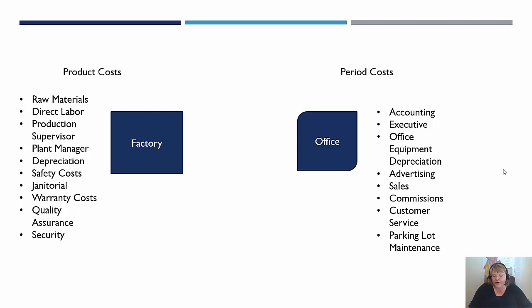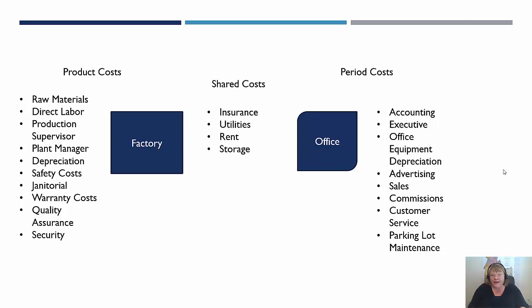Now, sometimes there's shared costs, and the shared costs can include insurance because you pay insurance on the entire factory, but the factory has got production and it's got the office. So a portion of the insurance would be a product cost, and a portion of the insurance would be the office cost. And you need to, as a manager, decide how much of the factory is responsible for the insurance cost and how much of the office is. Same thing for utilities. You have the lights on in the office and you have the lights on in the factory, right?